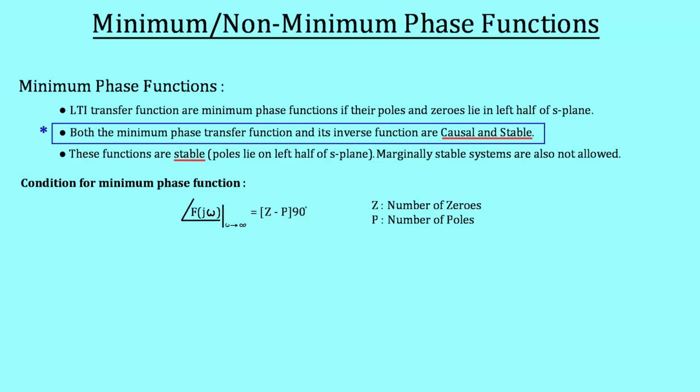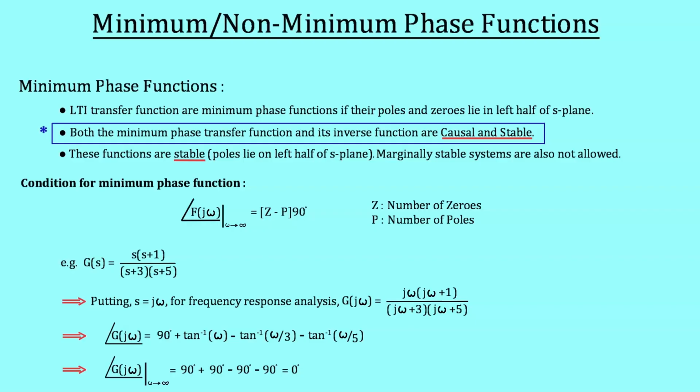There is one condition for a minimum phase function, which is that when we find the phase of the transfer function when the angular frequency tends to infinity, the phase angle will come out to be equal to the number of zeros minus the number of poles, multiplied by 90 degrees. But there are a few examples where this condition is valid, but still the function is not a minimum phase function. Let's see an example.